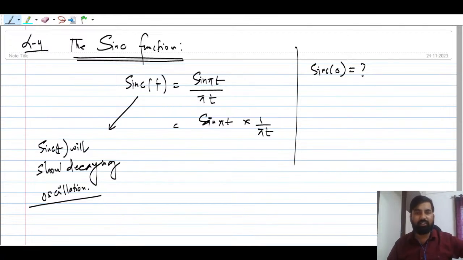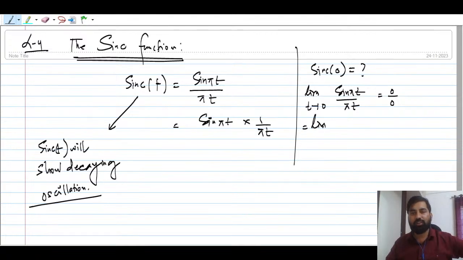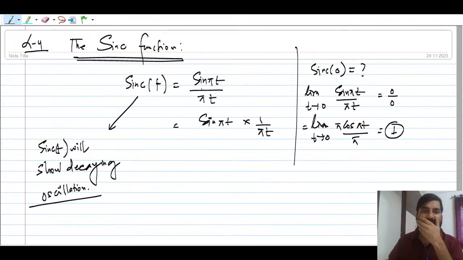You can apply the limit t tending to 0 of sine pi t by pi t. It is the 0 by 0 form, so you can apply L'Hopital's rule and differentiate the numerator as well as the denominator until you become free from 0 by 0. Sine pi t has a differentiation of pi cos pi t upon pi. If you put 0 now, you will get 1. So you can understand that sinc of t at t equal to 0 is going to be 1.